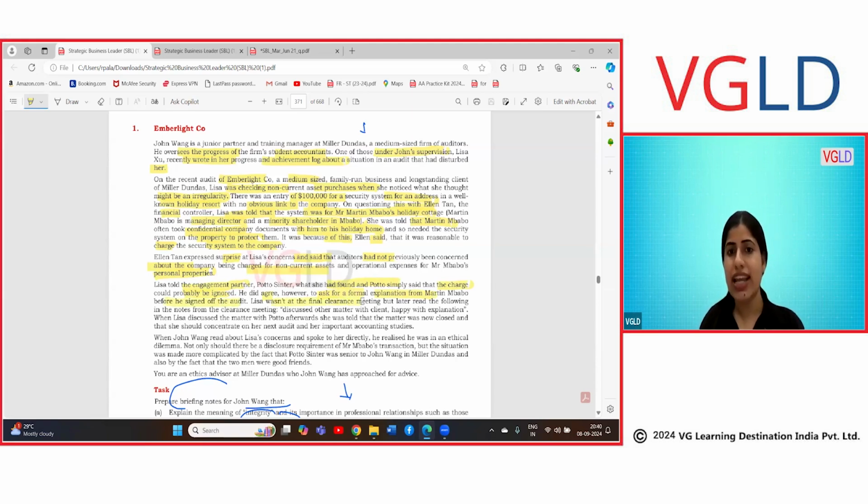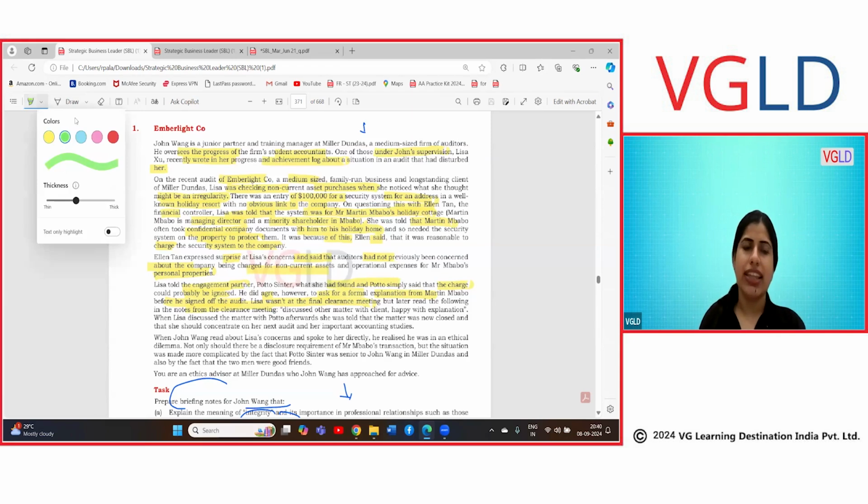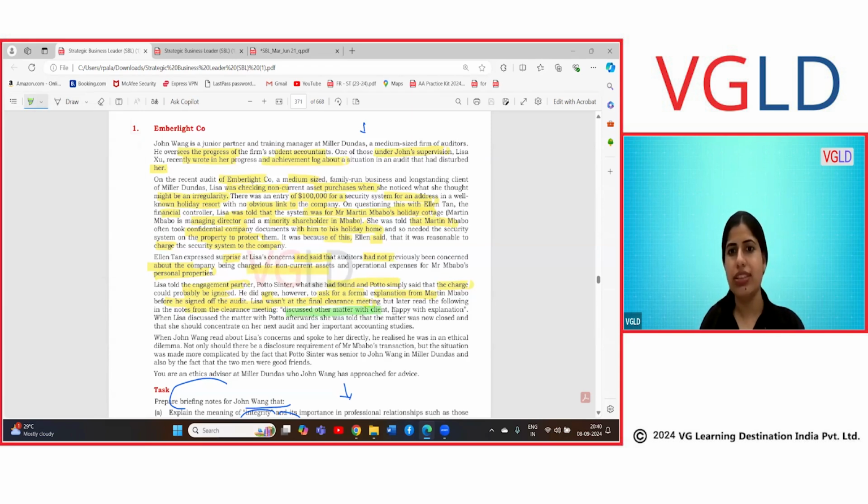Lisa wasn't at the final clearance meeting but later read the following in the notes from the clearance meeting. Discussed other matter with the client, happy with the explanation. Then I asked my senior that, okay, there is somehow the related issue, and my senior said, okay, we can adjust that. It's normal, just in that way. And again, I asked him to ask that specific person to give an explanation what is the reason for that specific expense. And he said, okay, I'll discuss with him.